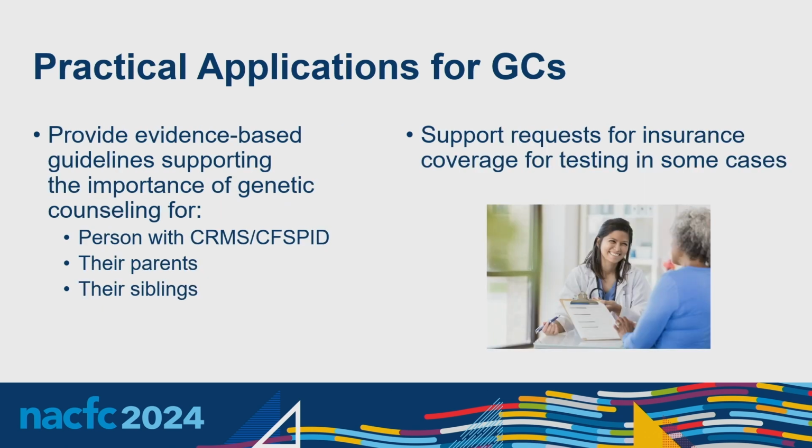All right. Some additional practical applications for genetic counselors. This does provide evidence-based guidelines supporting the importance of genetic counseling for not just the person with CRMS, CFSPID, but also their parents and their siblings. Potentially, this could provide evidence to support requests for things like insurance coverage. I know that I'm very involved with insurance prior authorization, so anytime I can cite something that suggests that, hey, we should be providing the service to families or at least talking about it can always help. And really having access to genetic counseling services throughout the lifespan really happens when genetic counselors are integrated into the CF care team. So it's always good to see that.